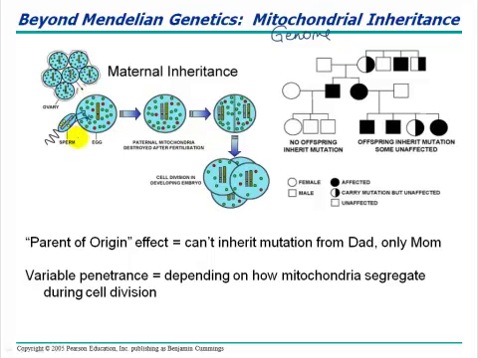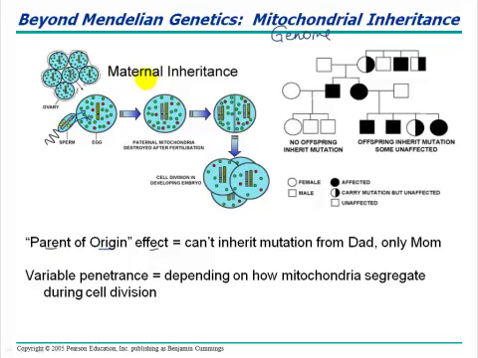And so if we're thinking about the inheritance of defects in mitochondrial genes, if you have a mutation, let's say, in one of those electron transport chain genes, you can't inherit that mutation from your dad. You can only inherit from mom. And this is referred to as a parent of origin effect. Because you don't inherit any mitochondria from dad, you can't inherit any mitochondrial mutations from dad. So that's one thing that we see with mitochondrial inheritance is inheritance from the maternal germline, but not the paternal germline.